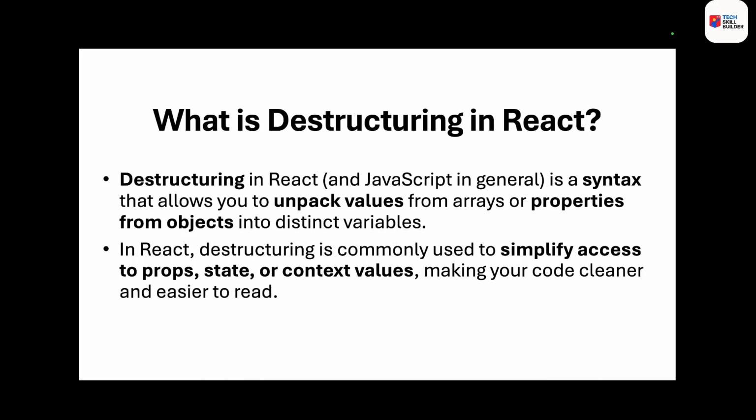Earlier we have heard about destructuring. You can send props in two different ways, normal and destructuring. So what is destructuring in React and JavaScript in general? It is a syntax that allows you to unpack values from arrays or properties from objects into distinct variables. We'll see again in the example how destructuring works. In React, destructuring is commonly used to simplify access to props, state, or context values, making your code cleaner and easier to read. That is the use of destructuring.